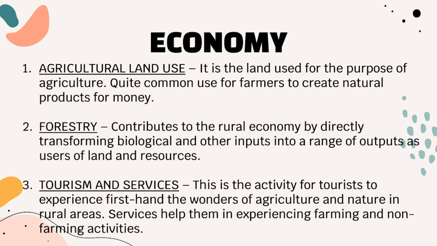The first being the agricultural land use. This is the land used for the purpose of agriculture, quite common use for farmers to create natural products for money. Simply, this is the land that farmers use for the production of crops and other natural products. This land helps farmers by providing them with quality soil and healthy living conditions for the livestock.